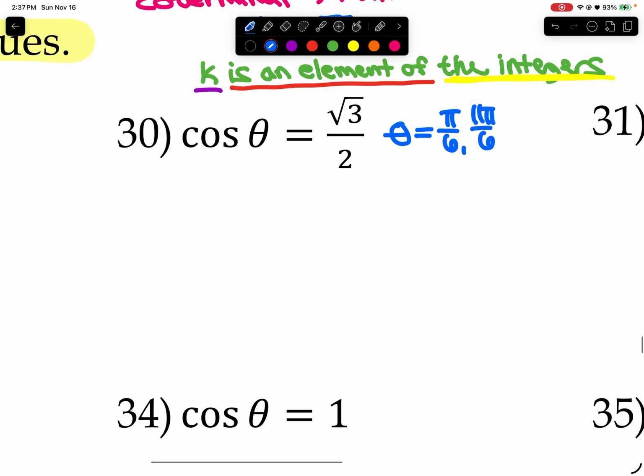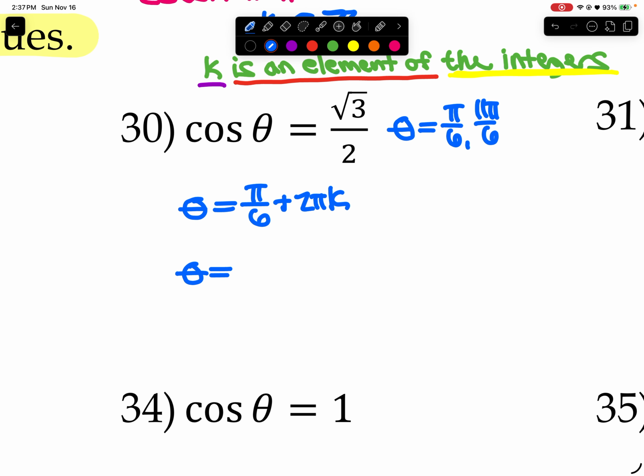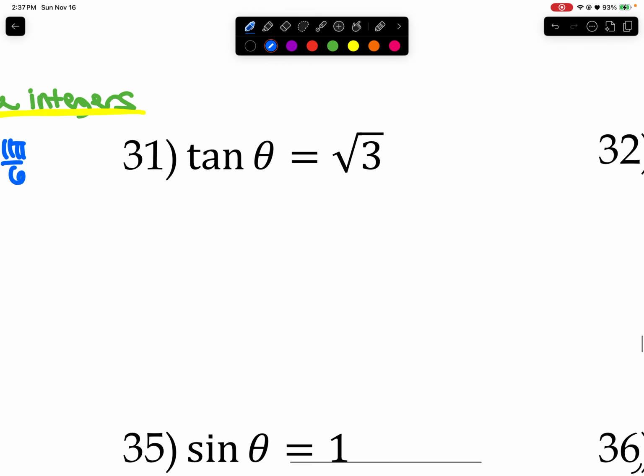So I want to account for all the coterminals, so that means I need to write it as pi over 6 plus 2 pi k, but then I also want to rewrite it with 11 pi over 6 and all of its coterminals, so 2 pi k. And then you also need to include where k is an element of the integers. Ta-da! All right, tangent. So tangent theta is equal to root 3.